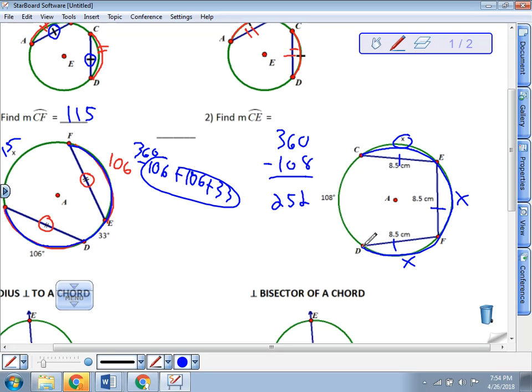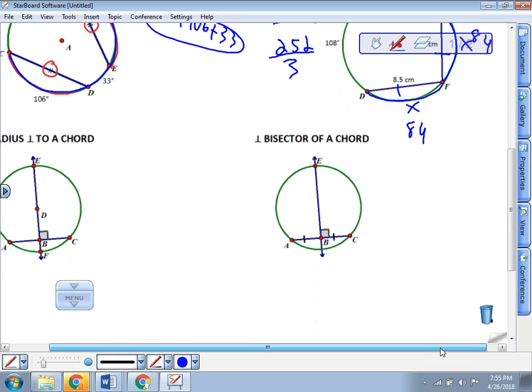But I know that each of those needs to be the same since they're all the same arcs. So I'm going to divide that by 3. When I divide it by 3, I'm going to get 84 for each arc. So there's my answer, 84. That would be the answer for CE. I'll write it right there. My formatting got a little off. So that's the first property.